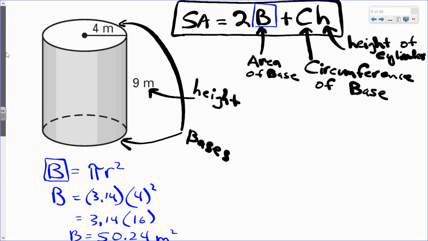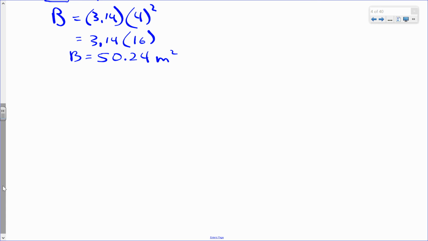But how many are there? There's 2 of them. That's why we're going to multiply this by 2. Area of one circle times 2. There's 2 circles, so I have to find the surface area of both circles. Right, Castaneda? So multiply this by 2. That'd be 100.48 square meters.